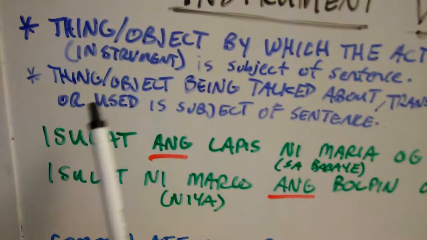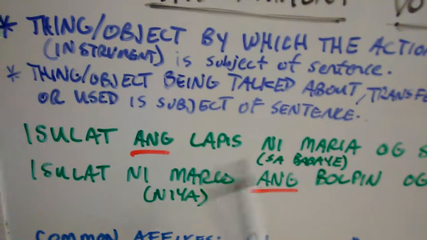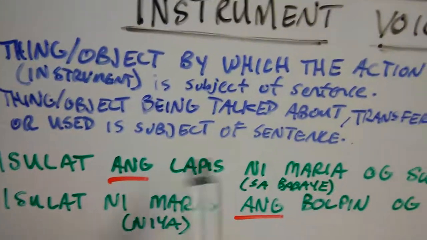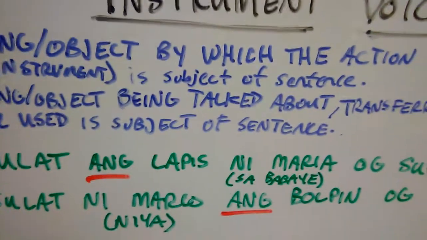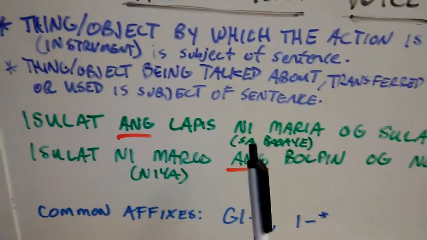The other thing is that this thing or this object that's being talked about or transferred among people or used, whatever thing is being used that you want to talk about, is our actual subject of the sentence. And again, you have to use the absolutive case markers for that one. And here in the sentence is the example.